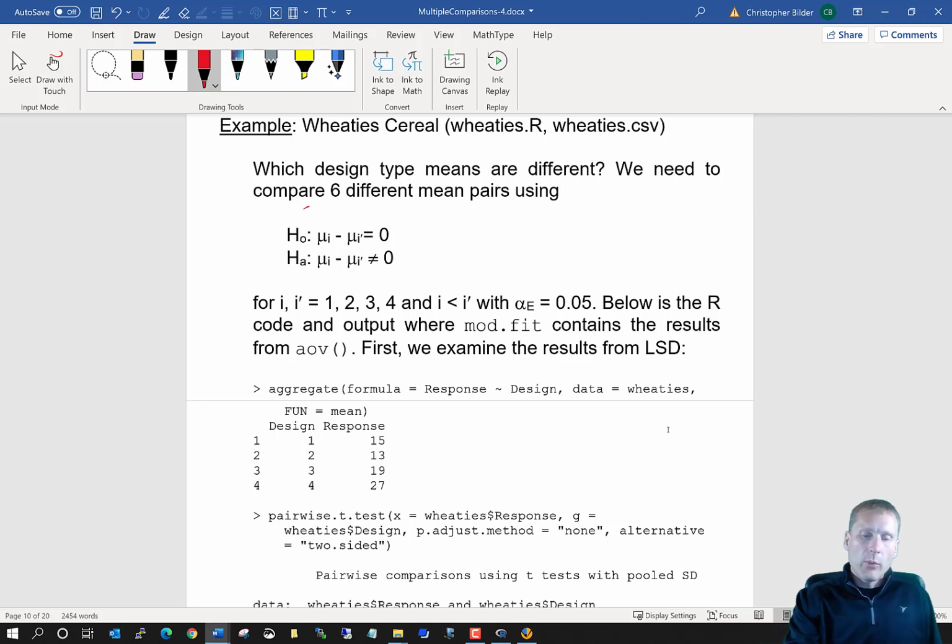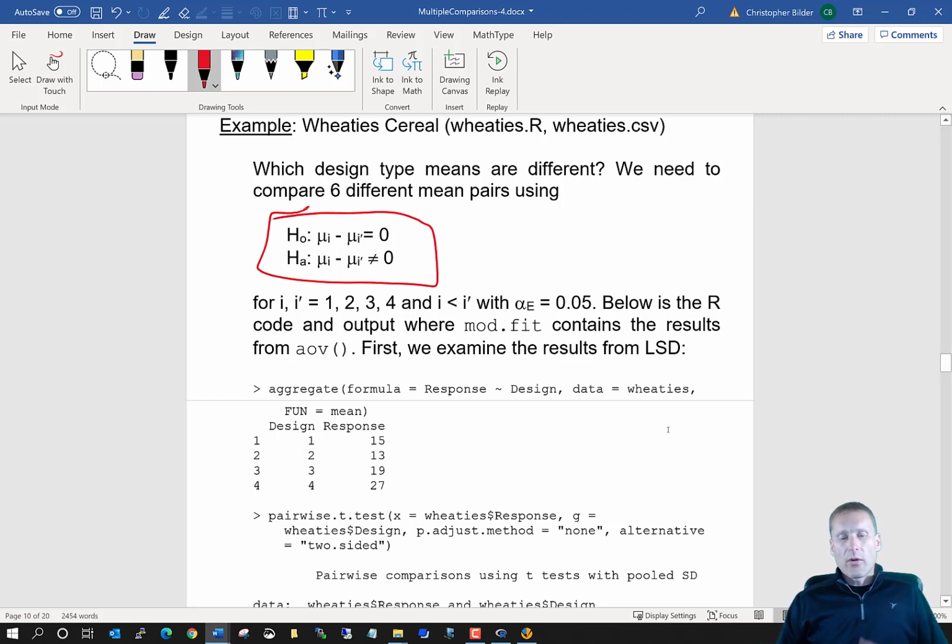Okay, so what we want to do is 6 different hypothesis tests corresponding to these hypotheses there. So we want to do, for example, when i is 1 and i prime is 2, this hypothesis test. When i is 1 and i prime is 3, we want to do this hypothesis test. And let's say we want to set an experimentwise error rate of 0.05. Ideally, this is what we would like to have.